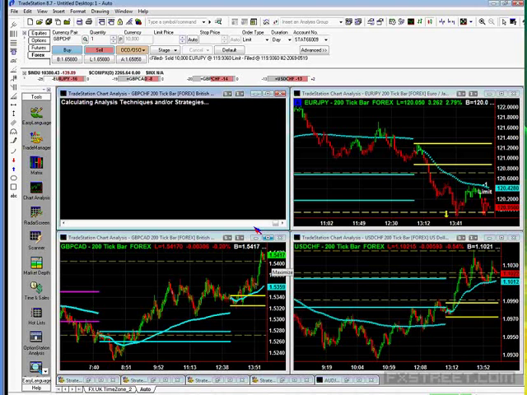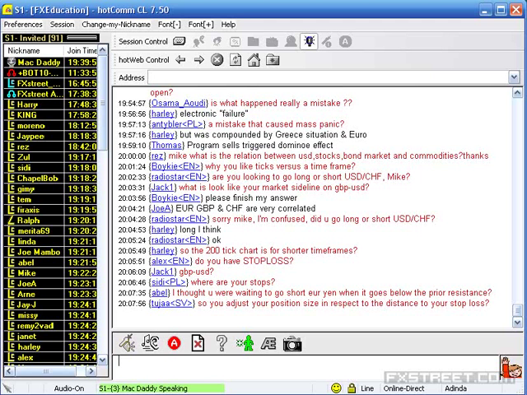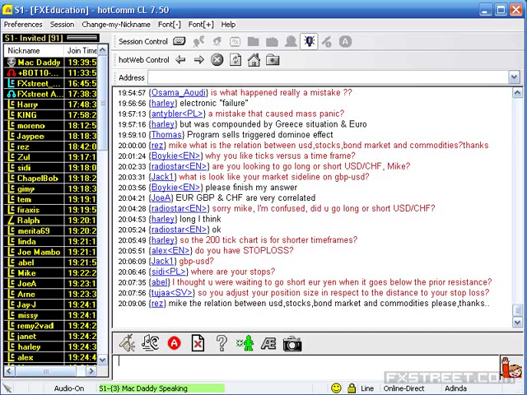So the pound CAD is still holding and it's pushing up. Oh, absolutely. You have to. Absolutely. But in this case, I'm just doing minis, so there isn't much I can adjust with this position. Yes, there is a definite relationship between commodities and stocks.